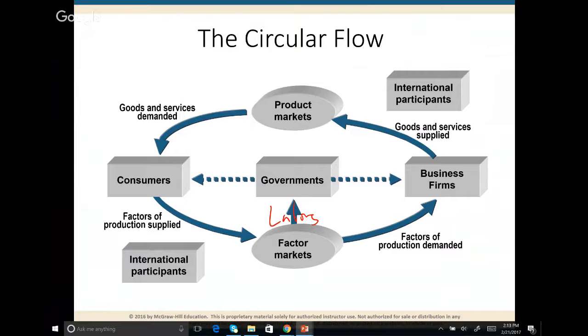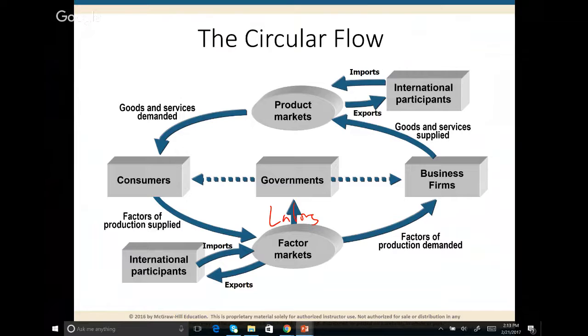So government does provide a service for both consumers and business. And then our international participant is involved in both markets, participating through import and export. Import is anything produced overseas but consumed domestically, and export is anything produced at home but consumed overseas.